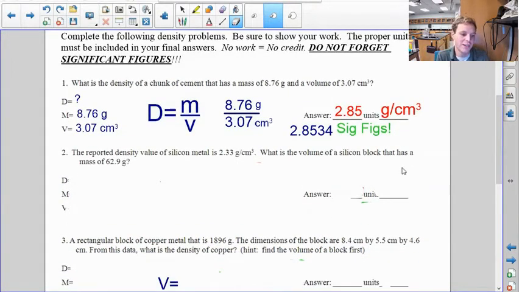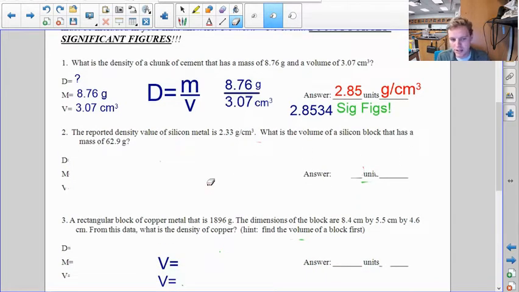All right, let's talk about the next one. Should be a little trickier. The reported density value of silicon metal is 2.33 grams per centimeter cubed. What is the volume of a silicon block that has a mass of 62.9 grams? So we're switching things up a little bit. Density we're given this time, unlike the last problem, 2.33 grams per centimeter cubed. Mass, we're also told, is 62.9 grams, and the volume is what we don't know.